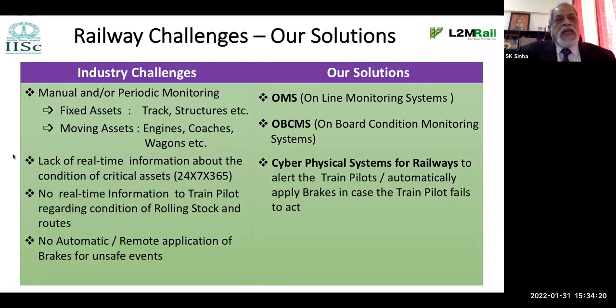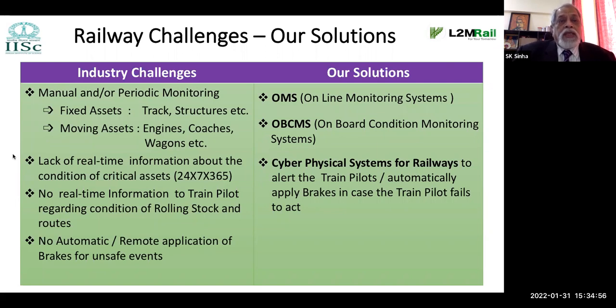The biggest challenge in railways, in our opinion, is that their monitoring systems are mostly manual. Even every piece of track is a safety hazard. The way it is maintained is that one person walks for 8 kilometers with a long hammer, keeps hitting the track, listens to the sound, and from there perceives whether it is good to go. But that's done once a day, or at the most twice a day. What happens in between?